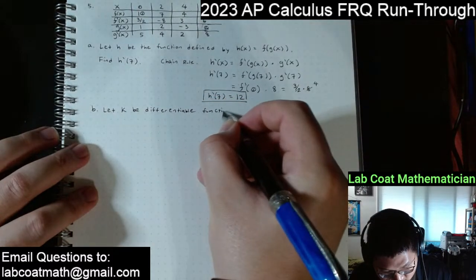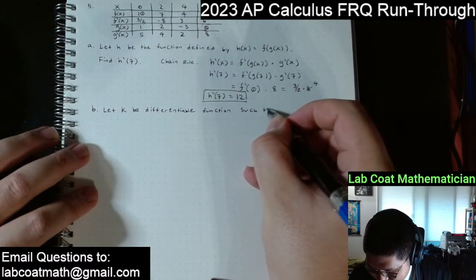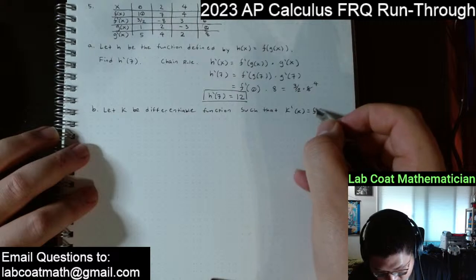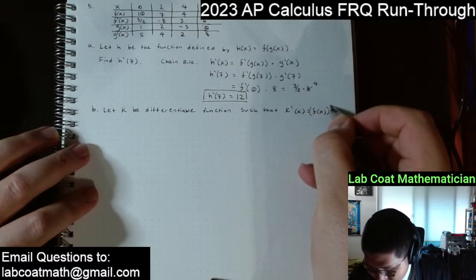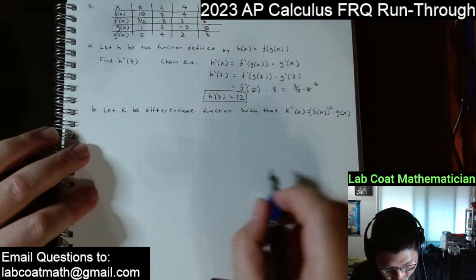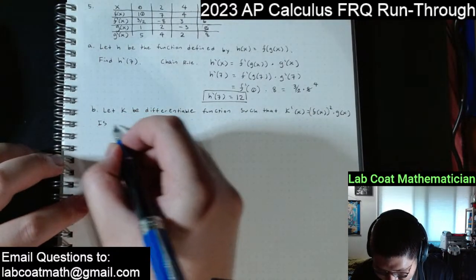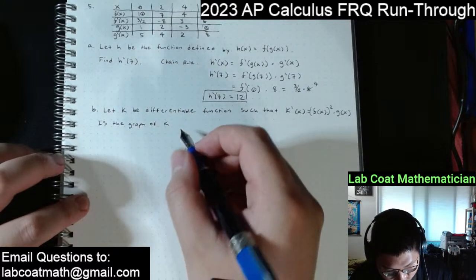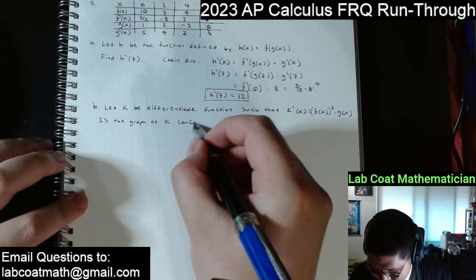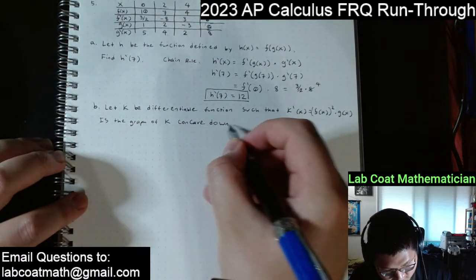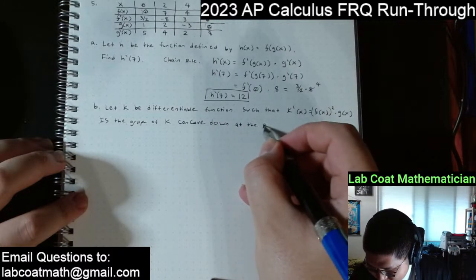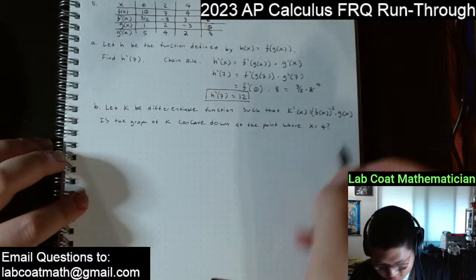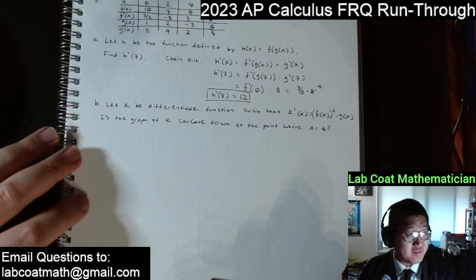Then it says let k be a differentiable function such that k prime of x is equal to f of x, all that squared, times g of x. Now they're asking, is the graph of k concave down at the point where x is equal to 4? And we need to give the reasons for that answer.